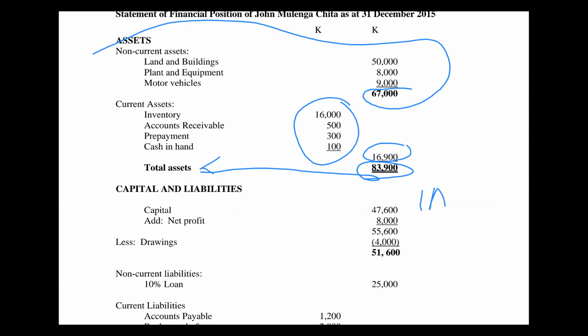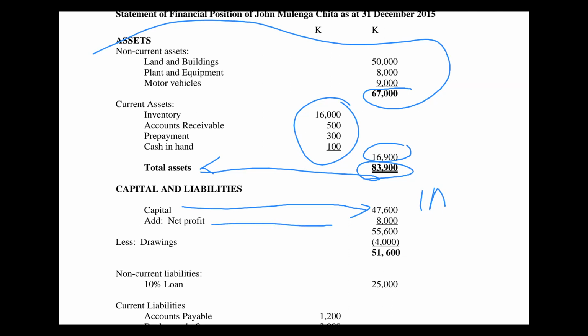So you begin with the capital always. Capital that you introduce, that you have. These elements will be given, by the way, on a trial balance. They'll be given for you. I'm just showing you the format. You record the number here.